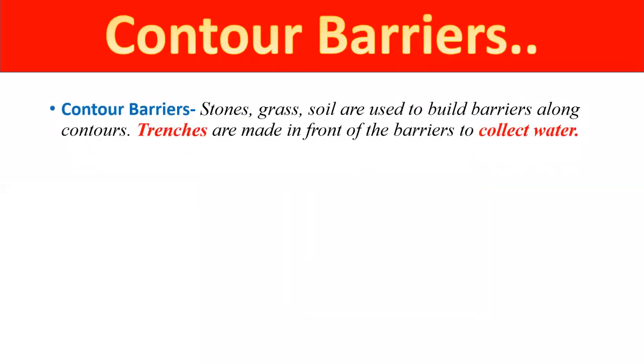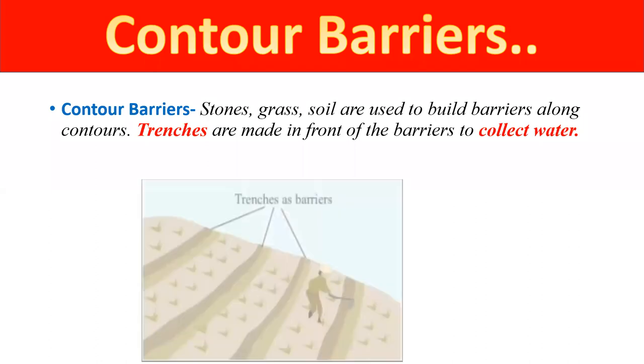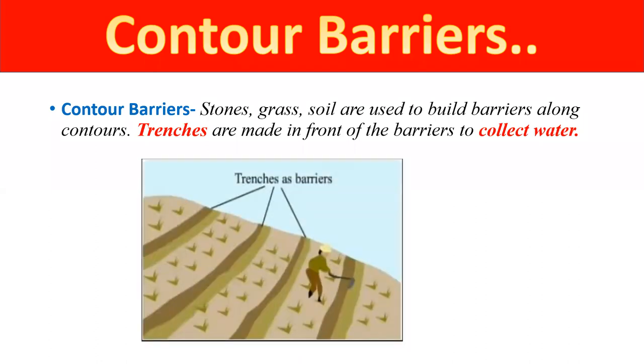Next one is contour barrier. This is a very important thing. So let's think about what a contour barrier is. Stones, grass, and soils are used to build barriers along the contours. They are used to build barriers so that soil erosion caused by water can be stopped. And we make some trenches, meaning we dig small pits in front of these barriers, so that the water can be collected in these areas. See this picture. This is the contour barrier, and it is very helpful to reduce the flow of water. That's why water erosion can be stopped, right?